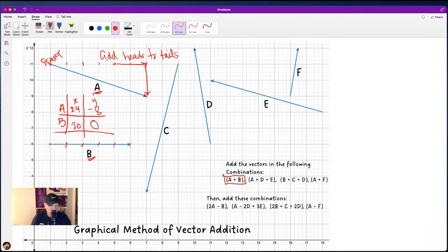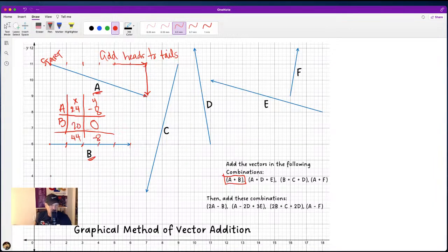And then we get a grand total here. We add up all the x values and the y values, and we get an x and a y component for the resultant. So this would be 44 in the x direction and negative 8 in the y direction. So 44 by negative 8.